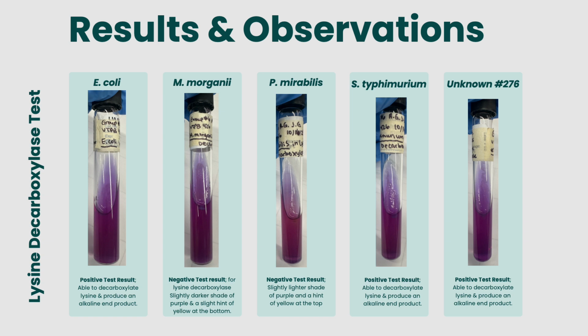As for P. mirabilis, we have a negative test result as well. This one has a slightly lighter shade of purple and a hint of yellow at the top. For S. typhimurium, we have a positive test result. This one is able to decarboxylate lysine and produce an alkaline end product. And lastly, for unknown 276, we have a positive test result. So this one as well is able to decarboxylate lysine and produce an alkaline end product.